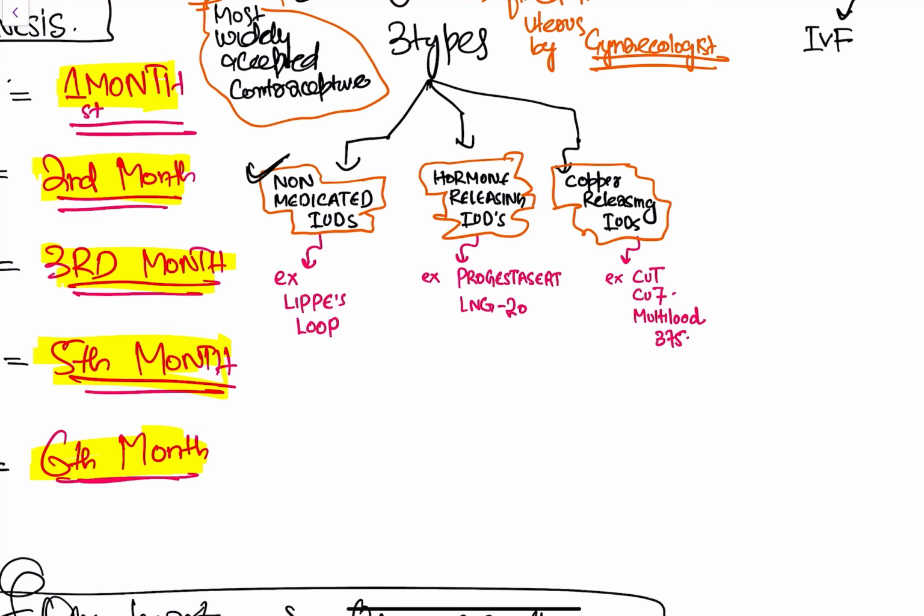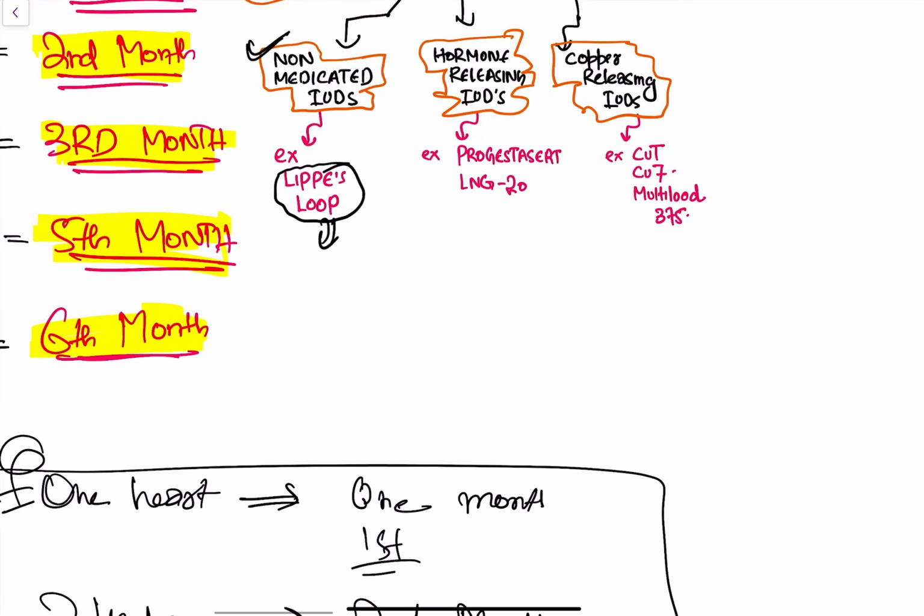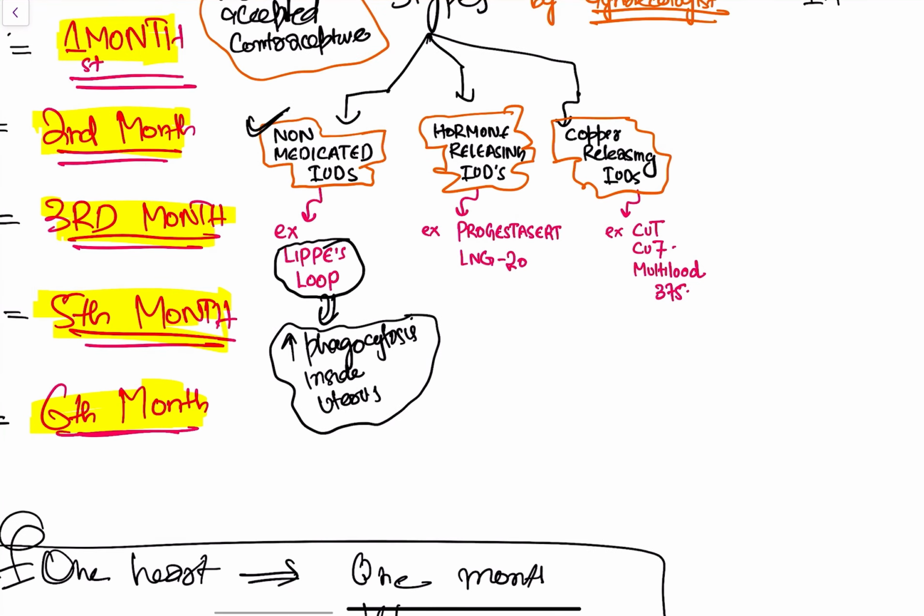They are called non-medicated IUDs, and we have this example of Lippes loop. What does this Lippes loop do? It increases phagocytosis inside the uterus. So it increases the rate of phagocytosis inside the uterus so that the sperms are not able to reach the site of fertilization.